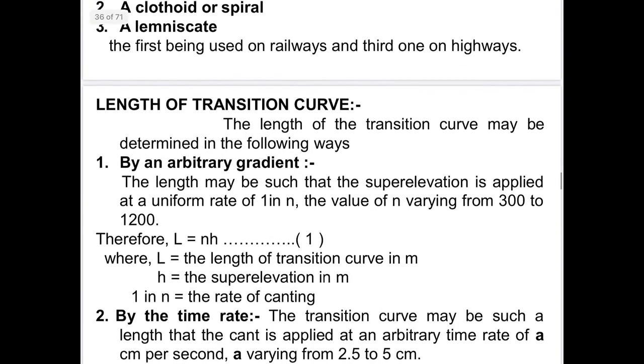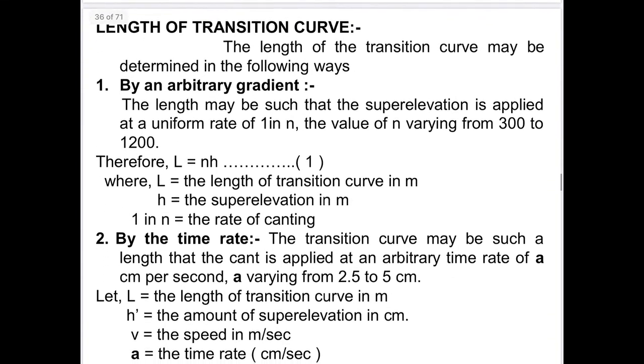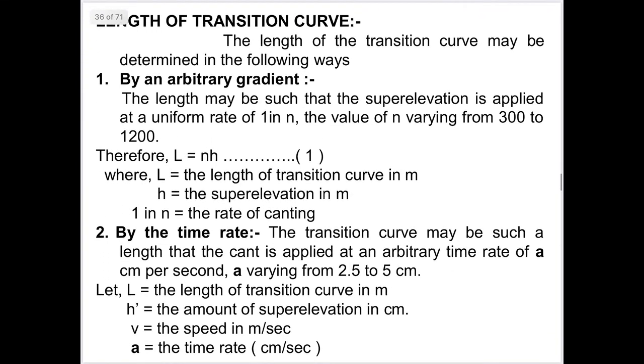Now let us discuss how to find out the length of the transition curve. The length of the transition curve may be determined in the following ways. So there are three ways. First, by an arbitrary gradient. The length may be such that the super elevation is applied at a uniform rate of 1 in n, with the value of n varying from 300 to 1200.